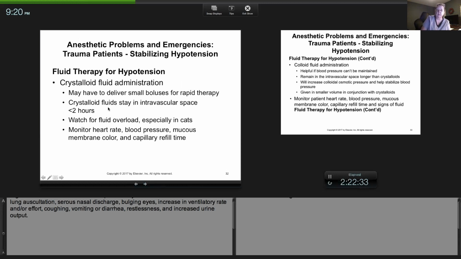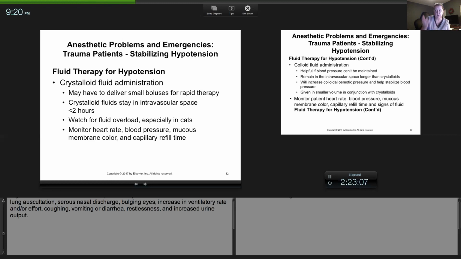Now crystalloids, and hopefully you remember this from fluid therapy, they don't stay in the vessel, maybe a couple of hours. So what's going to happen is they're going to escape into the tissue. So if you give too much fluid, you can run into edema or fluid overload. Cats that are shocky are particularly sensitive. When cats come in with a trauma, we give them fluids, but we don't push them quite as much as we do with dogs, because they found that cats are more sensitive to that fluid overload.